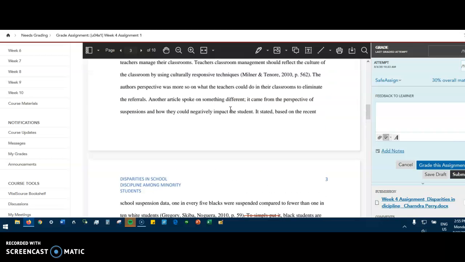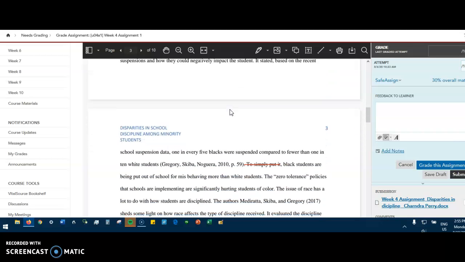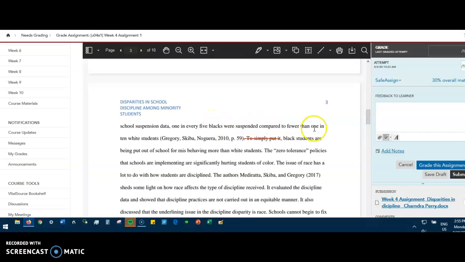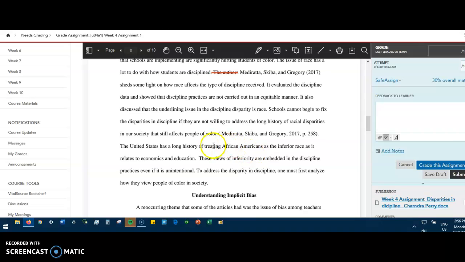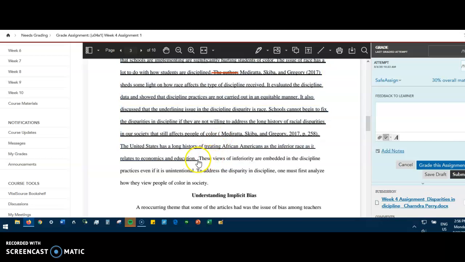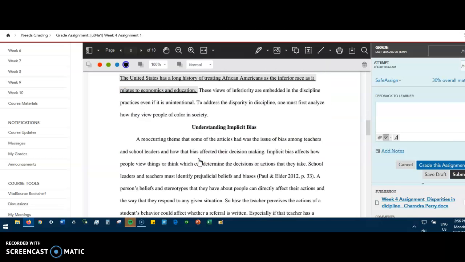So there's the data to support that. Five blacks were suspended compared to fewer than 1 in 10 white students. That's 2010. It's okay for right now, but you want to get the most recent possible. And again, then these authors, you don't need that. You have a good variety here. Page 258, long history of treating, and again, common knowledge. But the more specific you are, the stronger that's going to be with in-text citations.